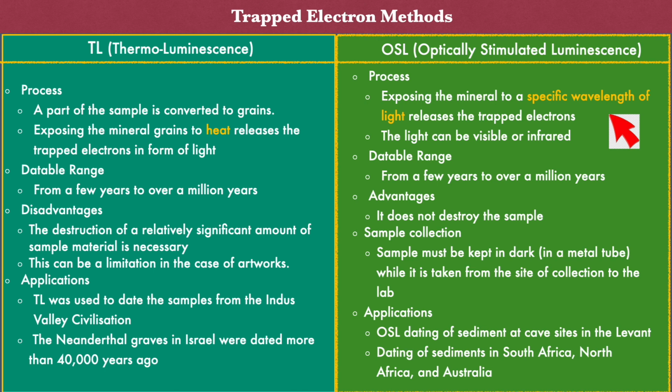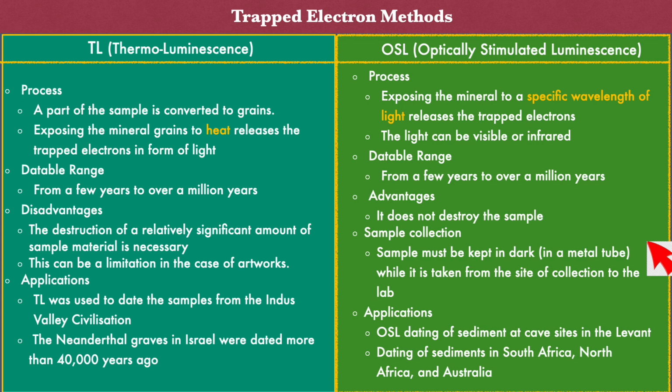Under the optically stimulated luminescence method, the crystalline material is exposed to the light of a specific wavelength. The light releases the trapped electrons which are measured. The light can be a visible light or an infrared light. The TL method has a disadvantage that it requires a significant portion of the artifact to be damaged. This can be a severe limitation in dating a precious ancient artwork. The OSL method doesn't cause such destruction.